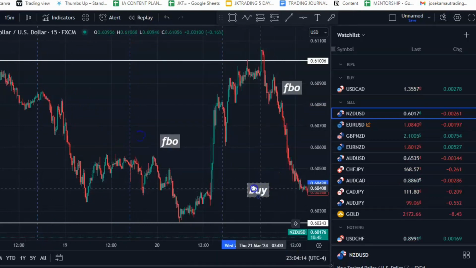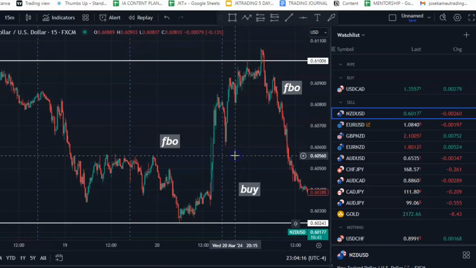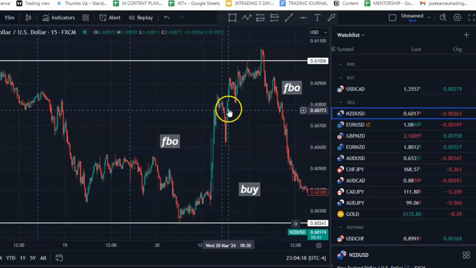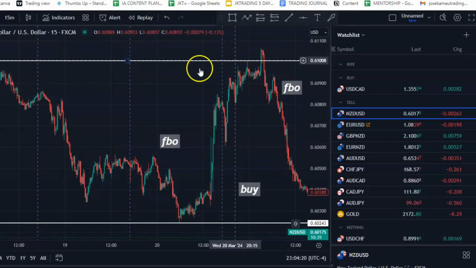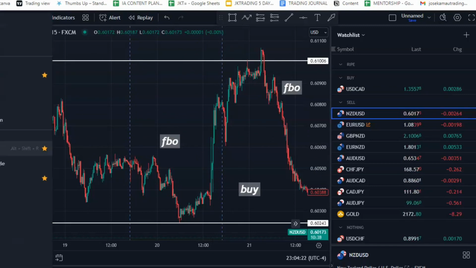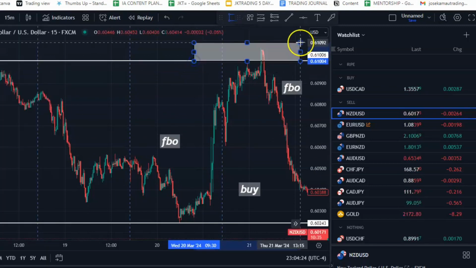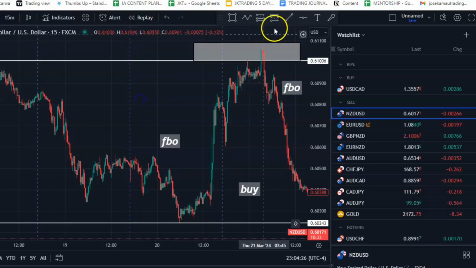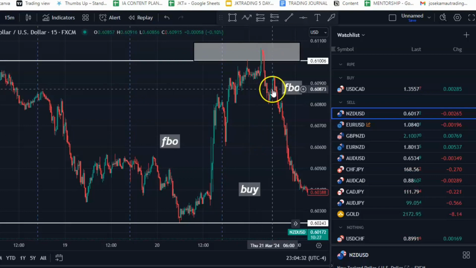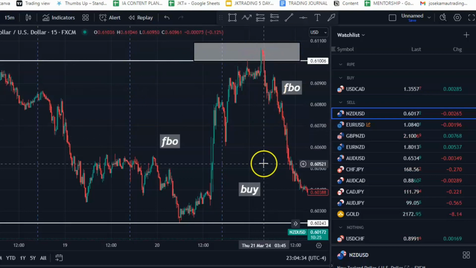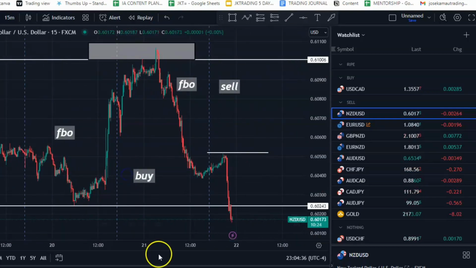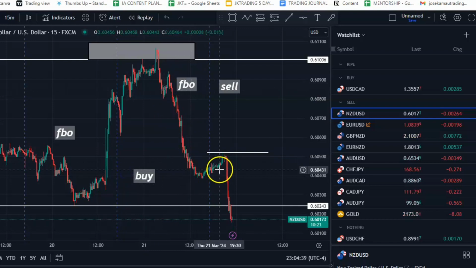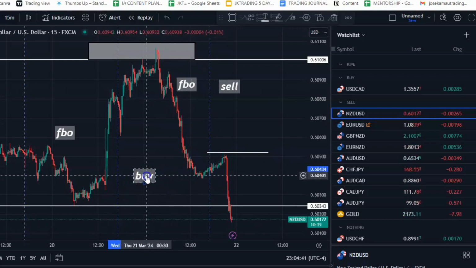Now, as we were looking for buys, price came back to the high of the week and triggered this liquidity. So once we have this liquidity triggered at the high of the week, then our bias changes, because obviously now it's time for us to reverse back down to the low of the week. As the price moved, you can see for yourself.